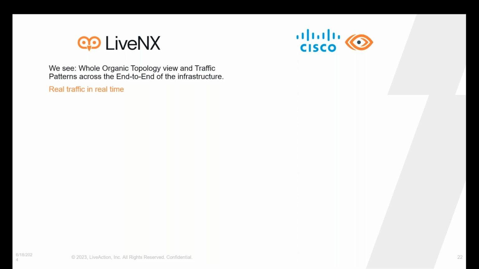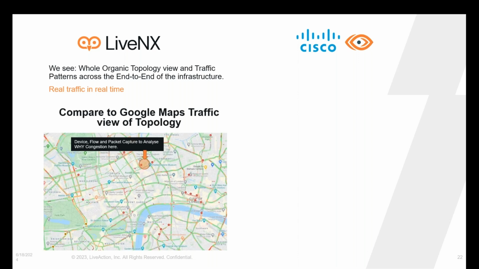What we do is we see real traffic in real time. So we are looking at everything the customer owns: switches, firewalls, routers, all that sort of stuff. And then we are in real time helping the customer to understand why there is congestion forming in this part of the network at this moment in time.